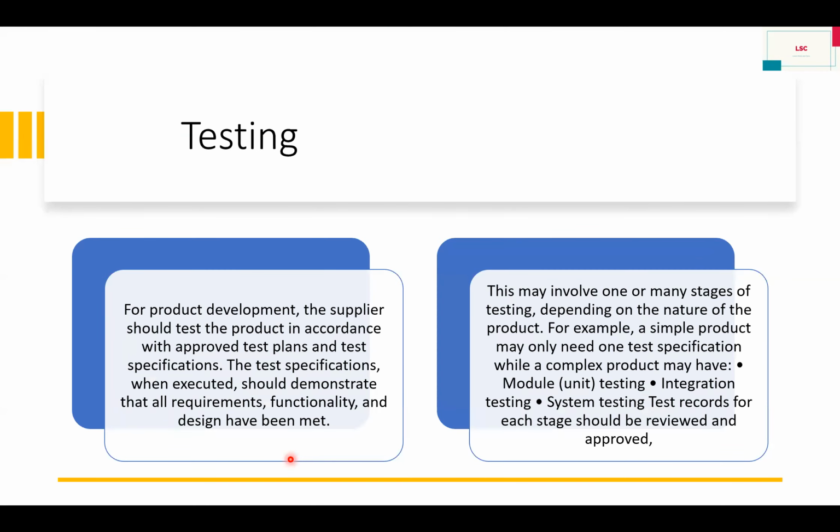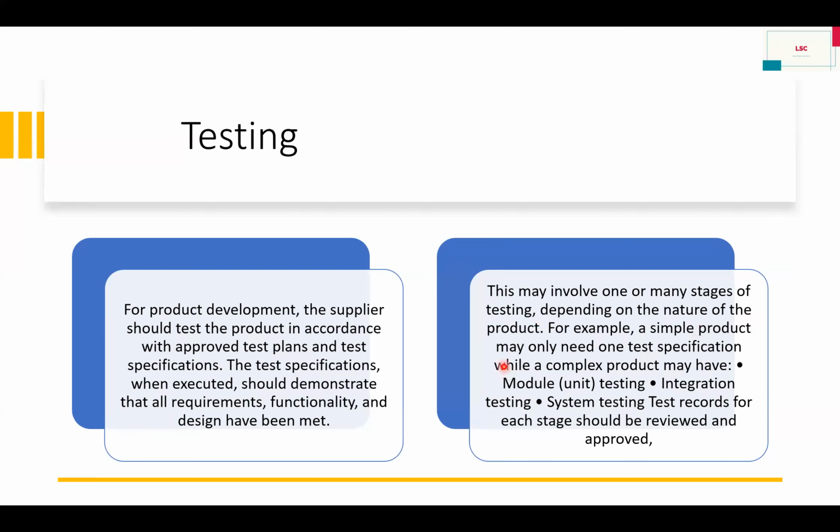Okay, now testing. For the product development, the supplier should test the product in accordance with the approved test plan and test specification. The test specification, when executed, should demonstrate that all the requirements, functionality, and design have been met. So now this may involve one or many stages of testing, depending upon the nature of the product.